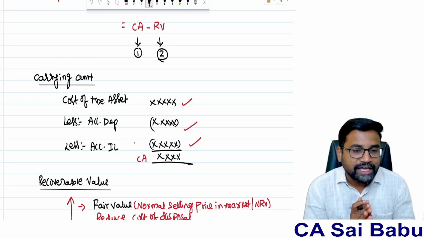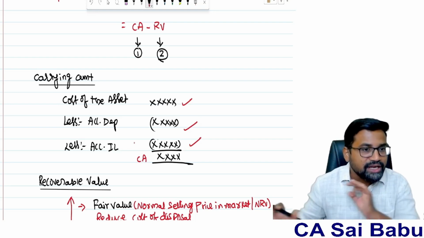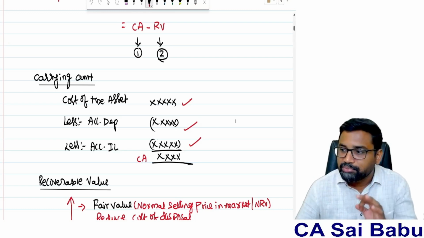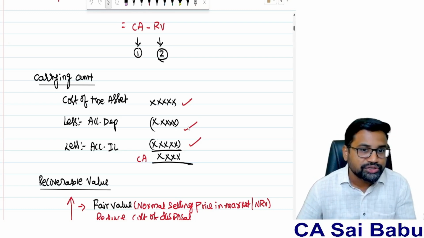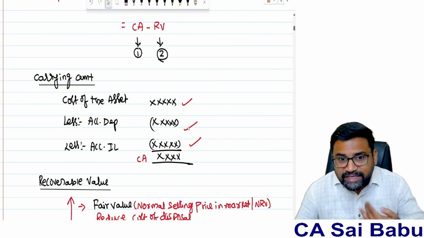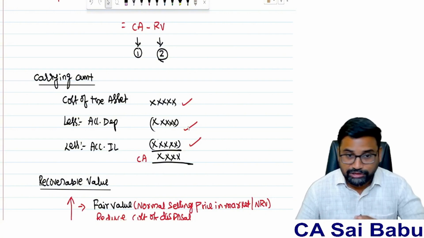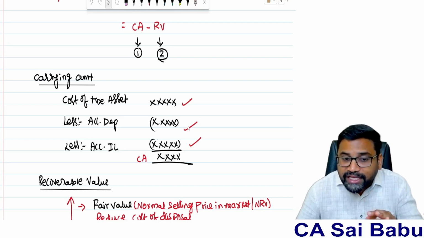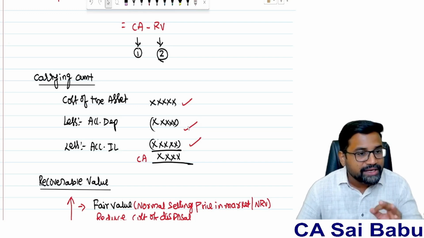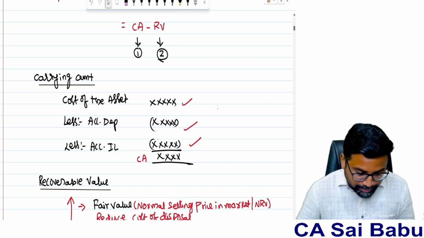So how to find out the carrying amount? Cost minus accumulated depreciation minus accumulated impairment loss, if the asset is already subject to impairment. Suppose previously no impairment has been done. This is the first time you are checking the asset for its impairment loss. Then how to find out the carrying amount? Cost of the asset minus accumulated depreciation.